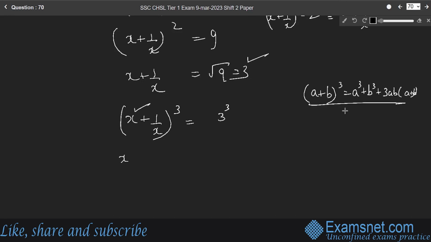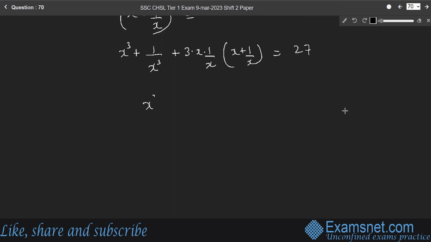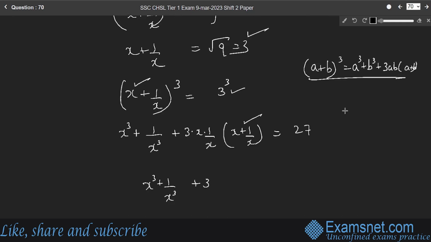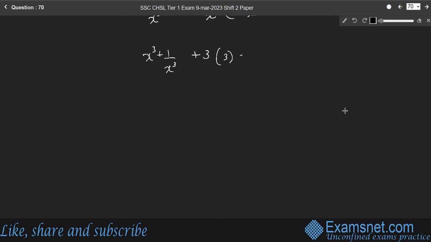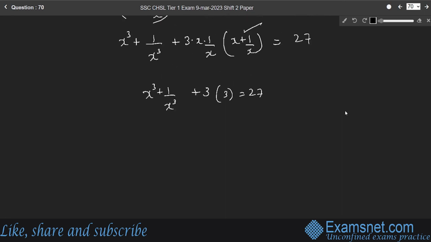So a cube is x cube, plus 1 by x cube, which is b cube, plus 3 times x into 1 by x, 3ab, into x plus 1 by x. It is equal to 3 cube, which is 27, which is equal to x cube plus 1 by x cube, which is needed now, plus 3 into, so x and x will get cancelled, x plus 1 by x is equal to 3. Already we had calculated that. So 3 into 3 is equal to 9, right?